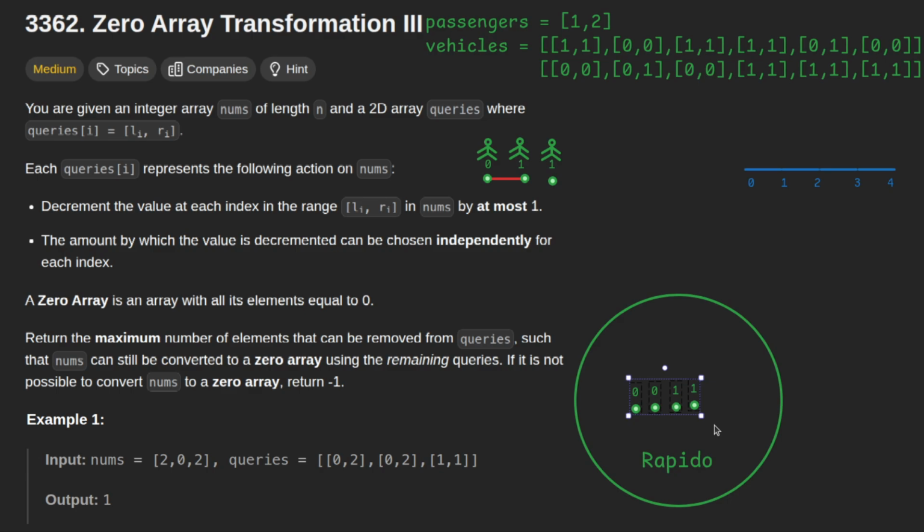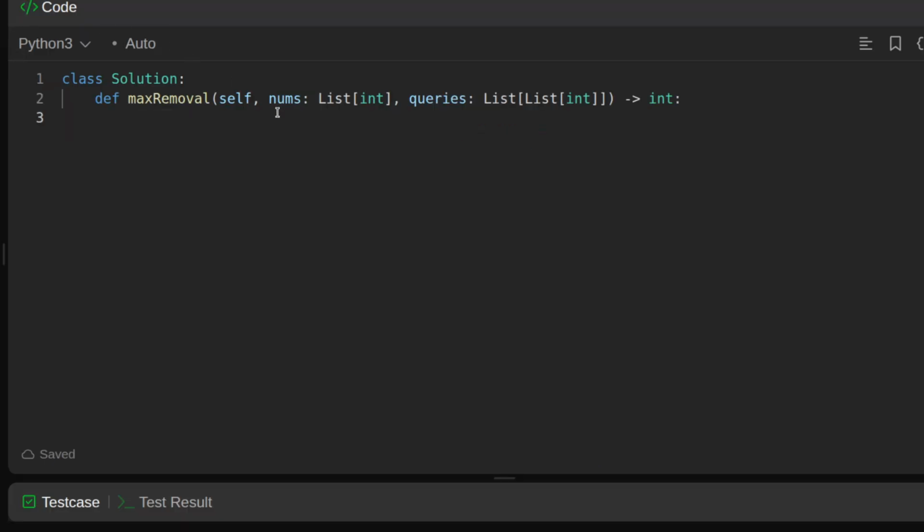I hope this scenario helps understand this question better, because it took a long hour for me to understand this question. Now let us just go to the code editor and write whatever we have written here.